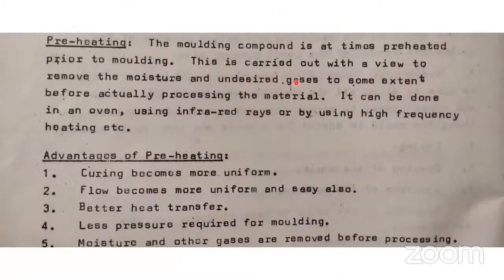Now, the very basic part of the compression process is preheating. Therefore, I told you the material is in the powder form or maybe in a preform or maybe tablet form. The molding compound is at the time preheated prior to molding.